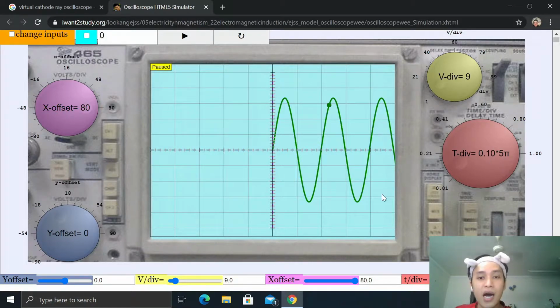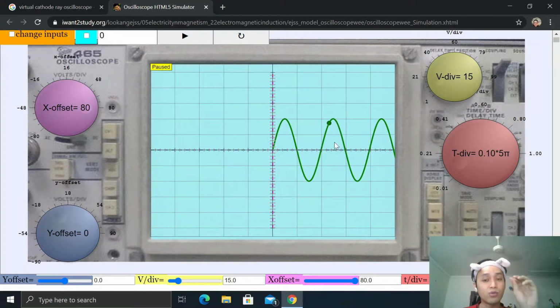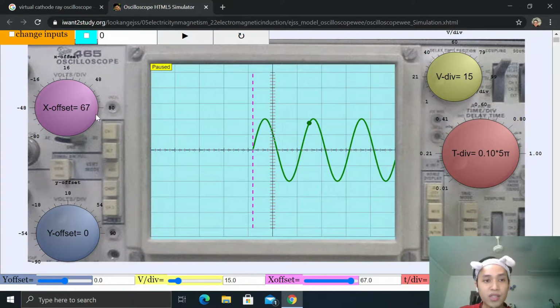Now from a CRO, the Y-axis or the Y gain allows us to identify the voltage of the circuit. By changing this and that, we can roughly calculate. Later on you need to know how to identify or calculate the voltage based on the graph here.